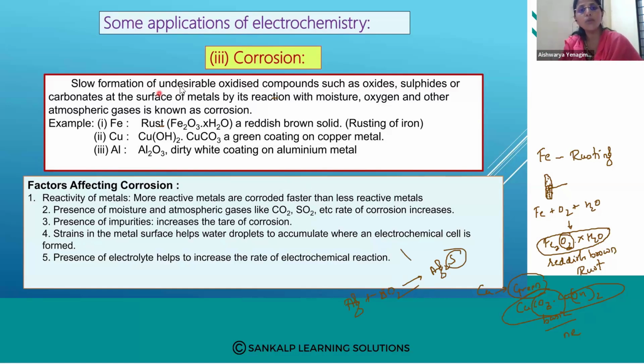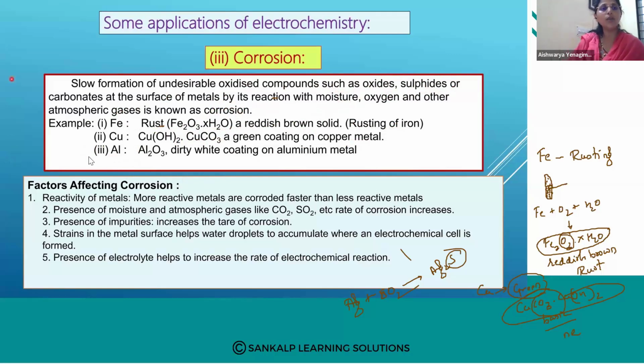So slow formation of undesirable oxidized compounds such as oxides, sulfides or carbonates at the surface of the metals by its reaction with moisture, oxygen and other atmospheric gases is known as corrosion. Yes, it is known as corrosion. So I have given you the examples here. Rusting of iron, Fe2O3.xH2O, a reddish brown solid, it is called rust. Cu(OH)2.CuCO3, a green coating on copper metal, that is also corrosion.